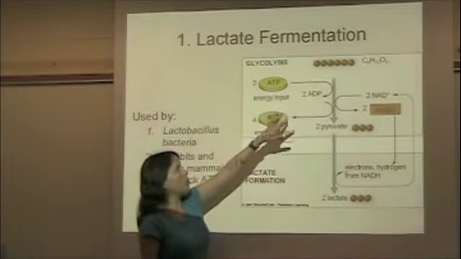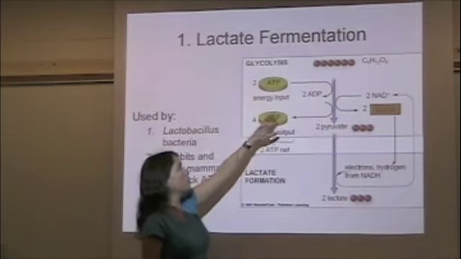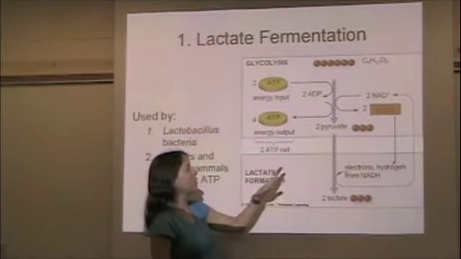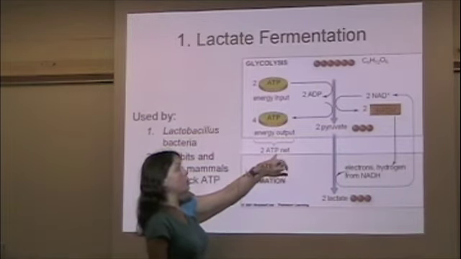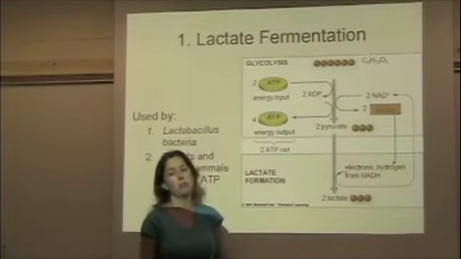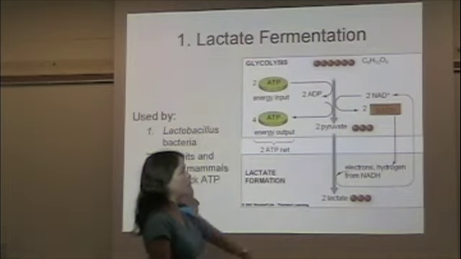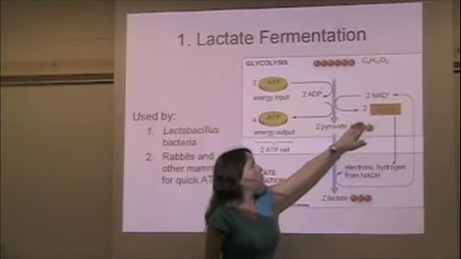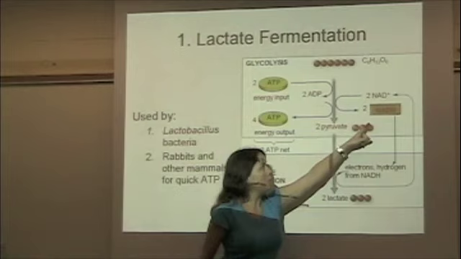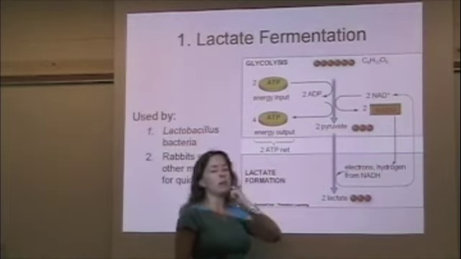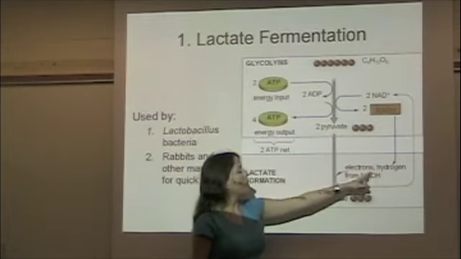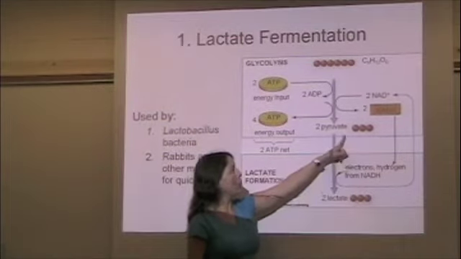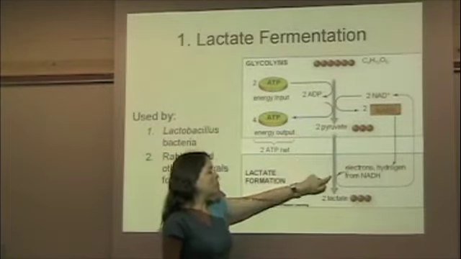Here we have our 6-carbon glucose molecule. It comes in, it's energized by ATP. We create 4 ATP, which is really only 2 new ATP because we need to replace the 2 that we used in the first step. We make our 3-carbon pyruvate, we make our 2 NADH, and we need to break down the NADH back to NAD+.